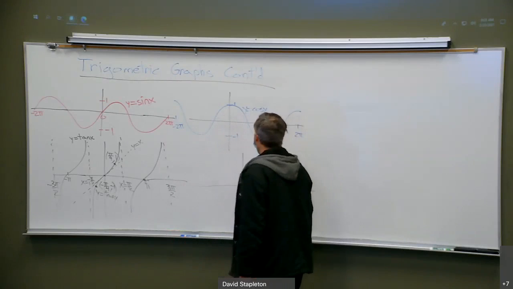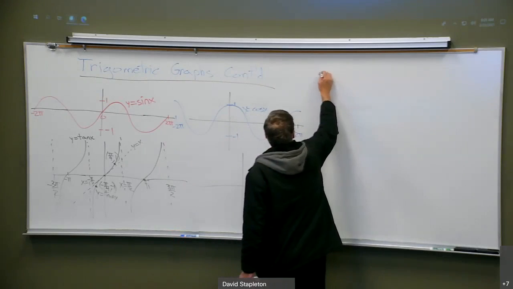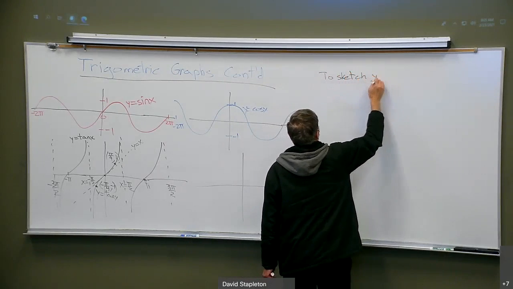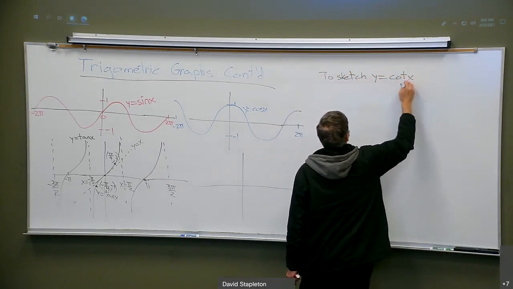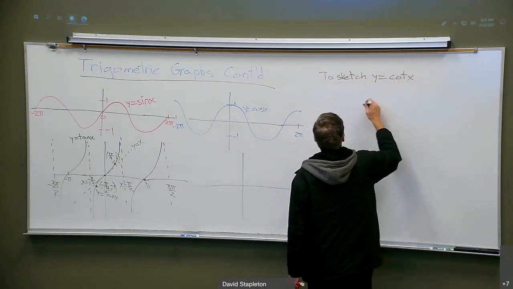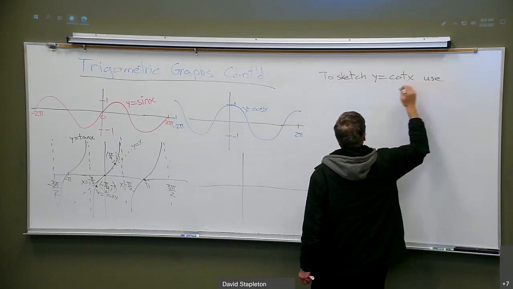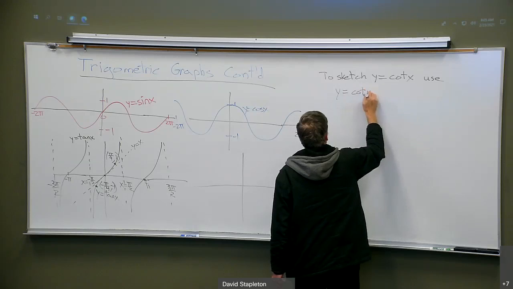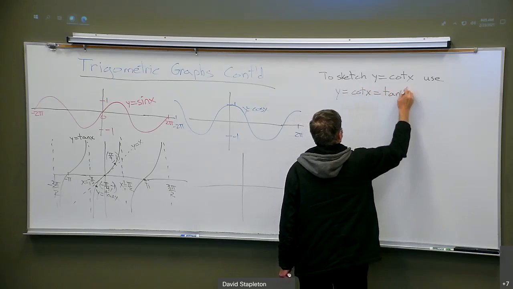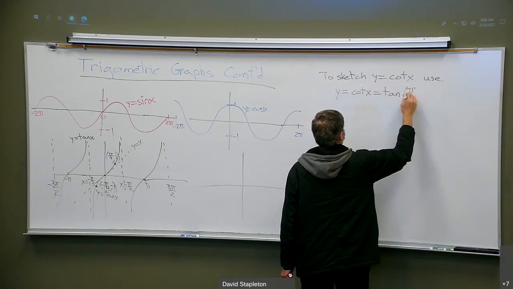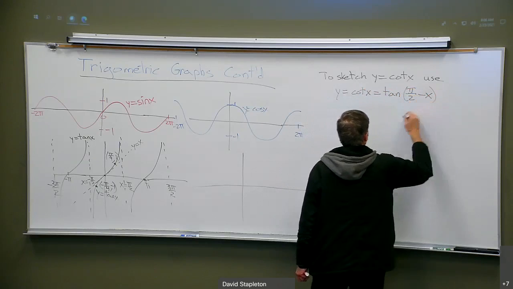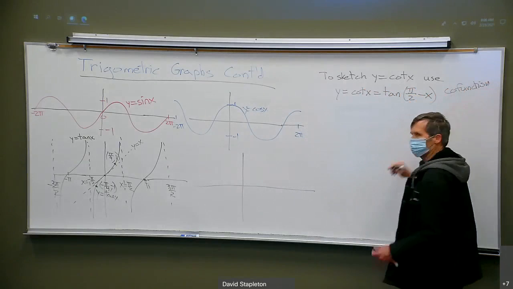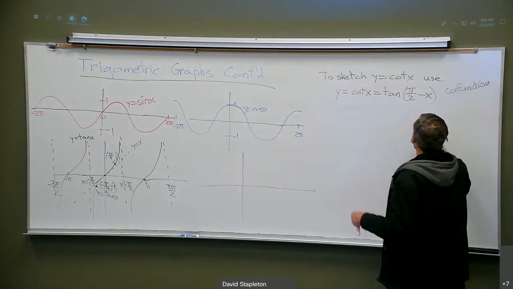Here's how you can get cotangent. So we'll say this, to sketch y equals cotangent x, you do this. You use the cofunction identity, which says the cotangent of x is tangent of 90 degrees minus x. Well, write it in radians, it's pi over 2 minus x. So there's the cofunction identity. Rather than plotting a lot of points, this is real insightful because we want to be able to do graphs just like this shortly.